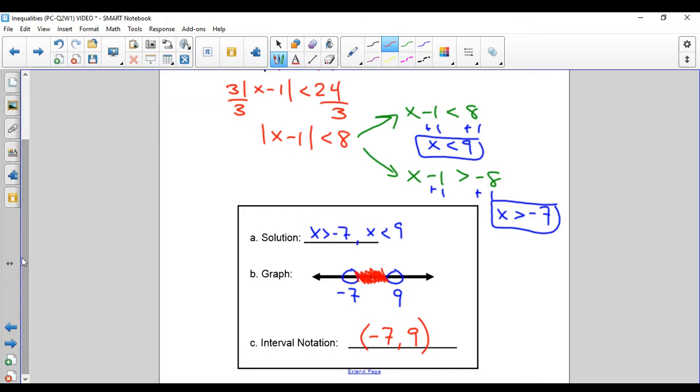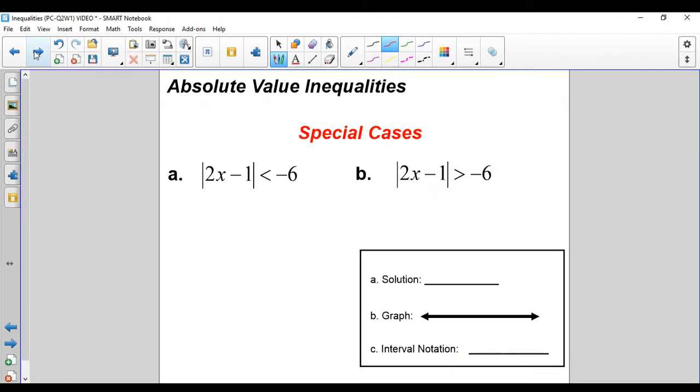So you saw an outside and in between two values. Just double check your symbols on what you have. Two special cases with absolute values. Absolute values always come out positive. So if you have an absolute value, which always comes out positive, being less than a negative, that's not possible. This is no solution.